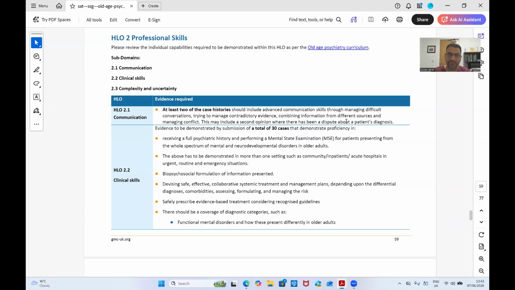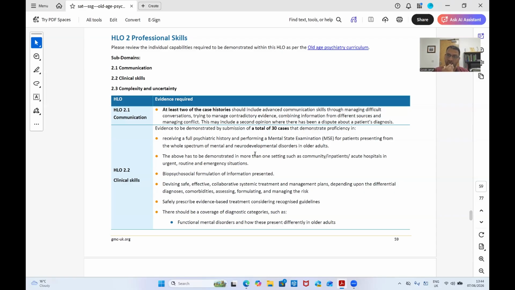Full psychiatric history with mental state examination, you have to do this. And again, you have to show a variety of cases here, functional and organic. It has to be in different settings, obviously, but you have to show a variety of cases. So when we talk about functional, you have to include cases of depression, anxiety, some personality traits as well, whether it is dependent personality disorder, a case of alcohol dependence or Korsakoff's maybe.